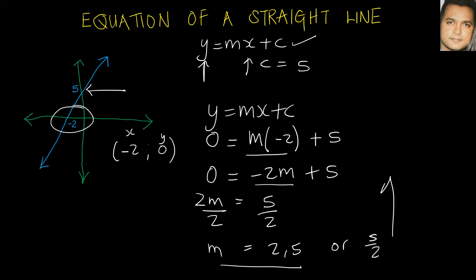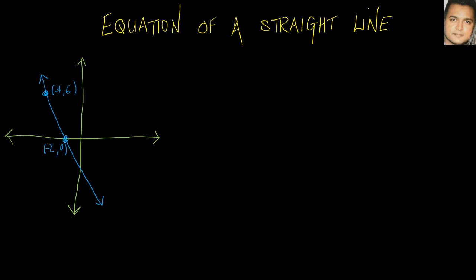Okay, so now let's substitute this into our format. So we'll have y is equal to 5 over 2, which is my m value, x, and my c value will be plus 5, and this solves our equation.